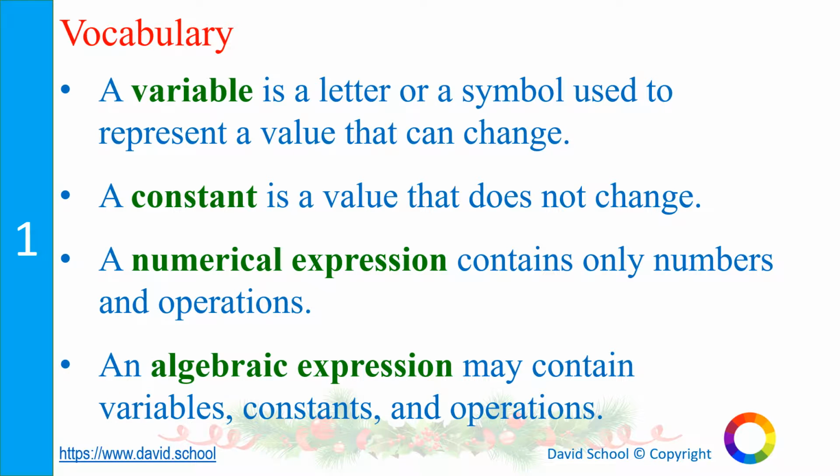An algebraic expression contains variables, constants, and operations. If a numerical expression contains at least one variable, we call it an algebraic expression. For example, 8 plus 5x, 2x minus 13, and so on.